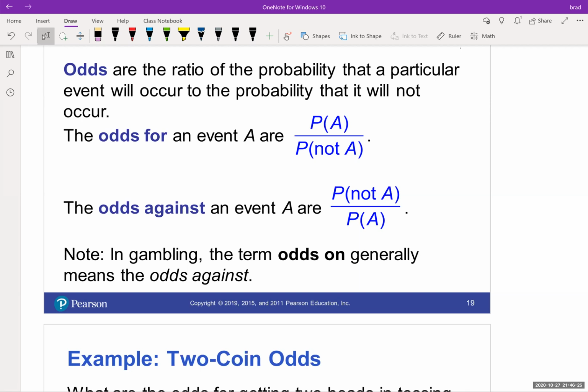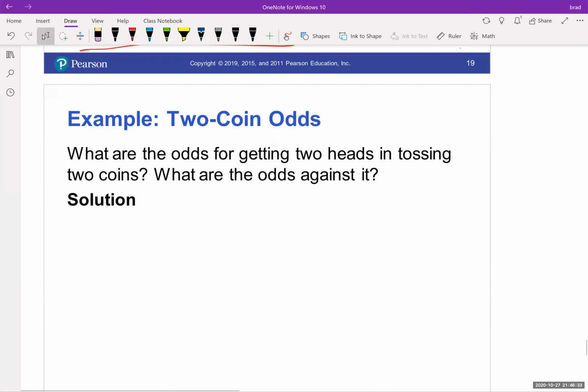By the way, in gambling, odds are in general against you. They're telling you the odds against you winning. Okay, so what are the odds for getting 2 heads when tossing 2 coins? What are the odds against it?